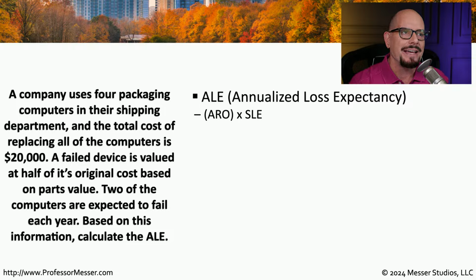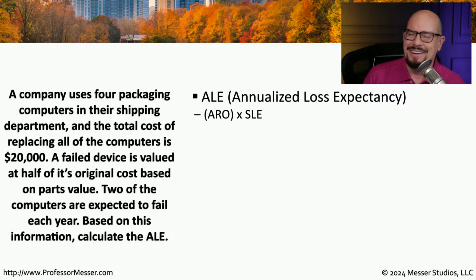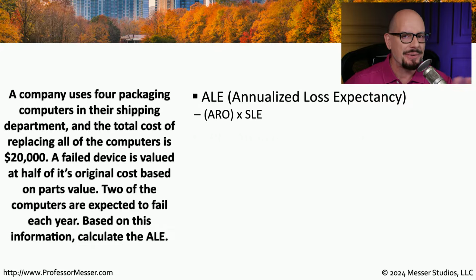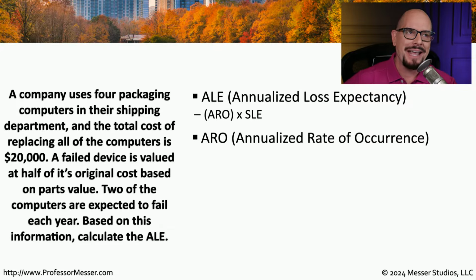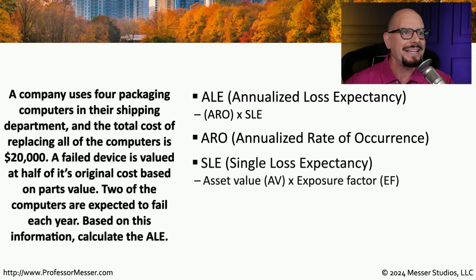To calculate the ALE, we need to multiply the ARO times the SLE. Wait, there's more abbreviations. It's okay, I break them out. The ARO is an annualized rate of occurrence. This is how much we expect this particular problem to occur in a 12-month or annual period. The SLE is a single loss expectancy, and that is a combination of the value of the asset multiplied by what's known as the exposure factor, or the EF.